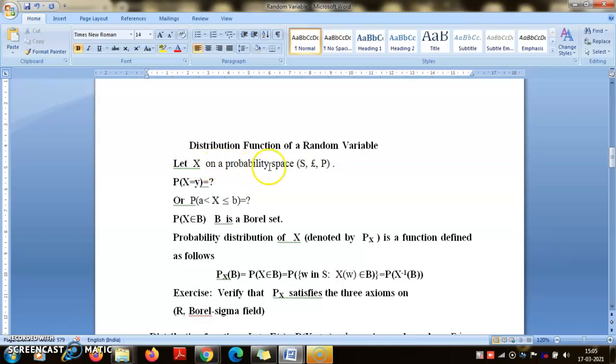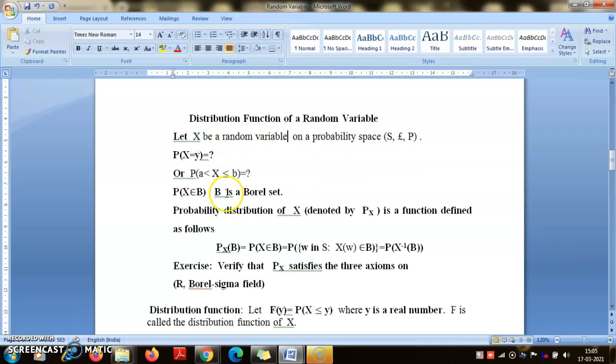Let X be a random variable on a probability space. That means X is a real valued function on S. If X is continuous, then the probability that X equals y is 0. If X is discrete, then this cannot be 0 for every y. For some values of y it is 0.